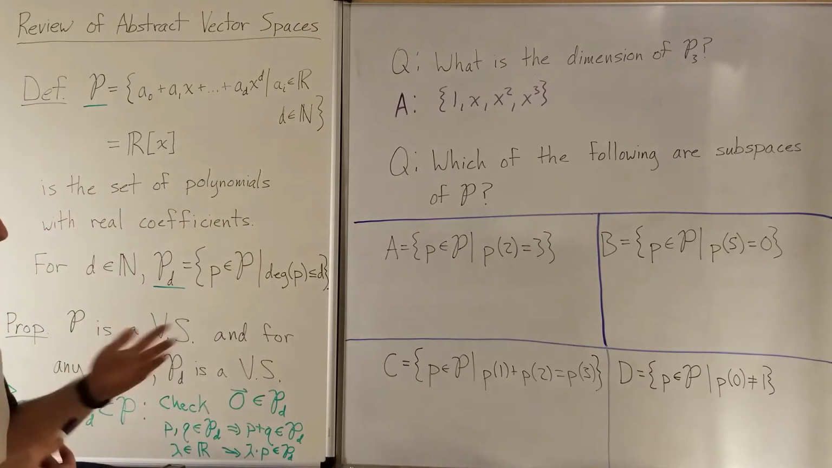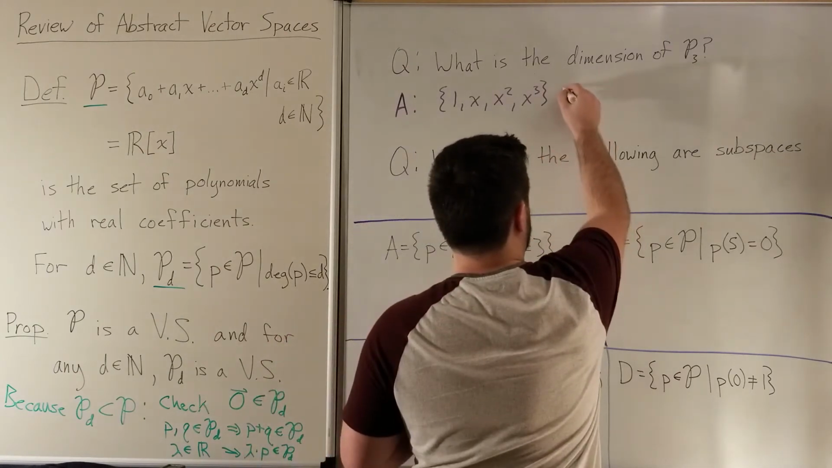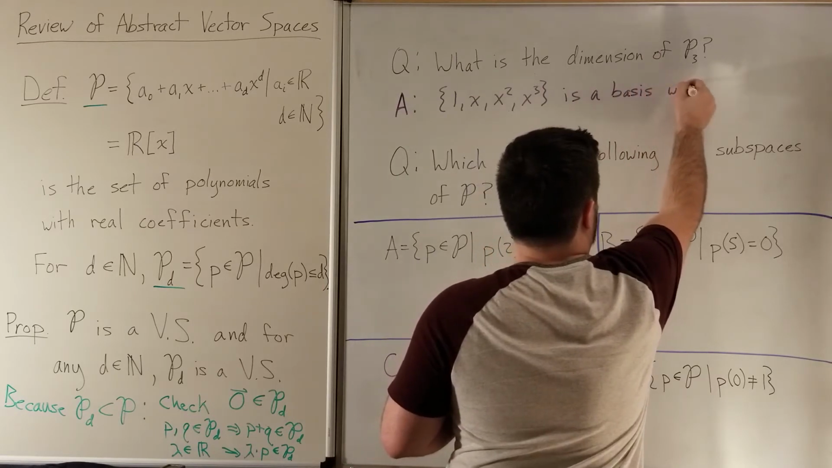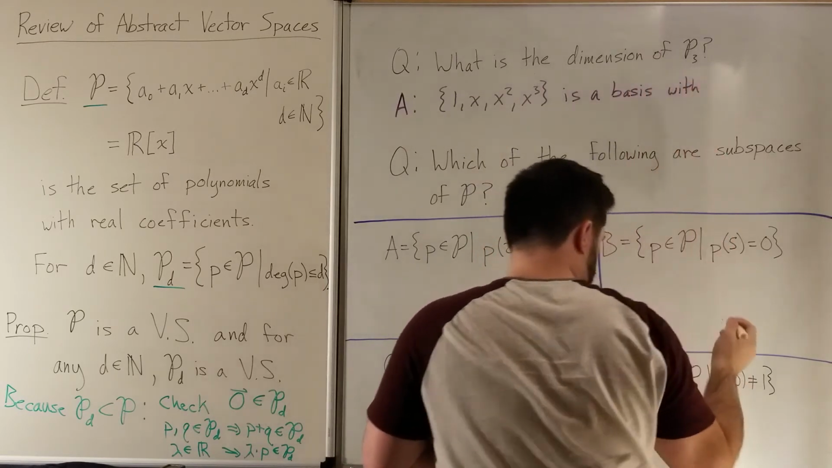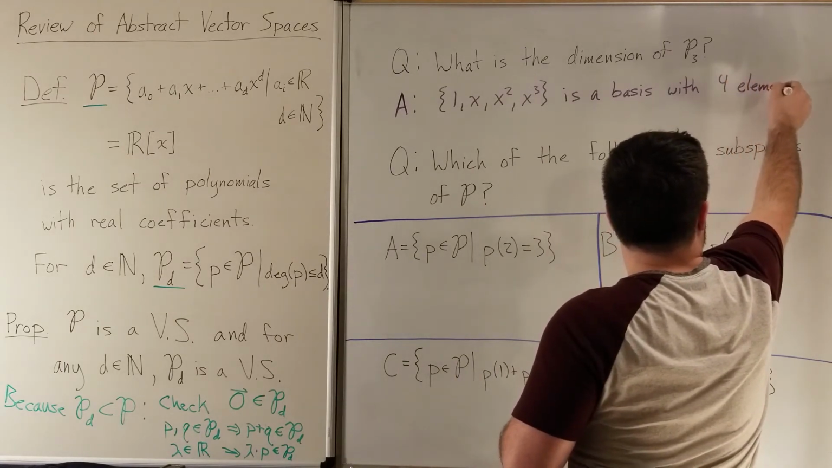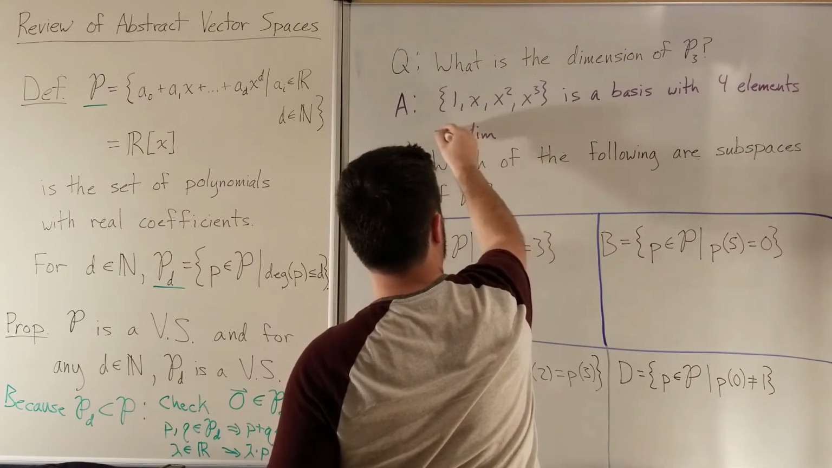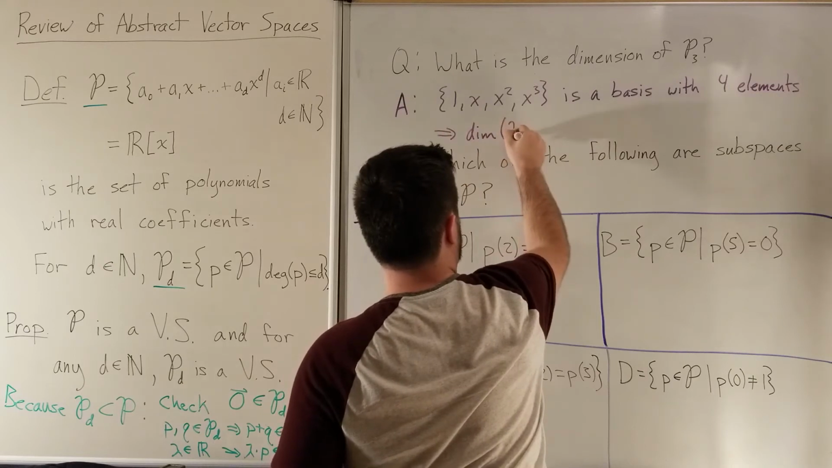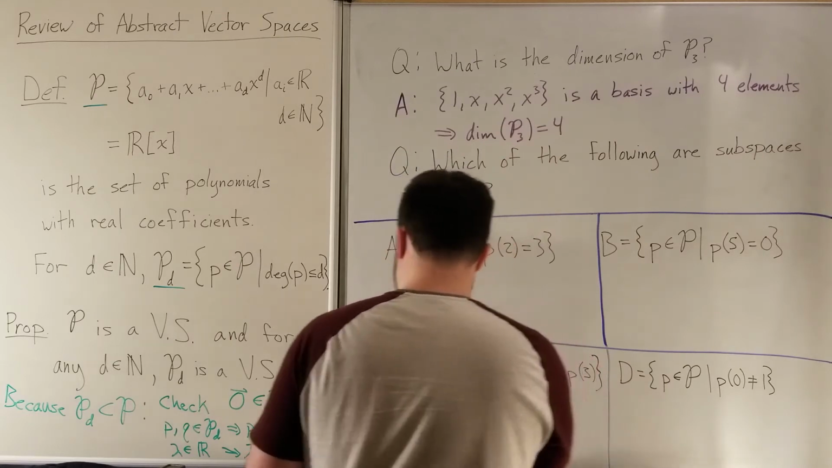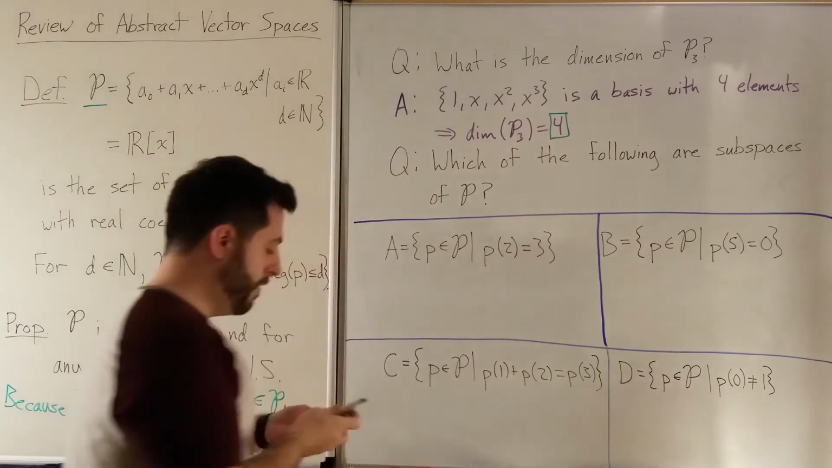Okay, so this is a basis, so the answer to this question is the size of this set. So the dimension of P3 has to be 4. So 4 is our answer.